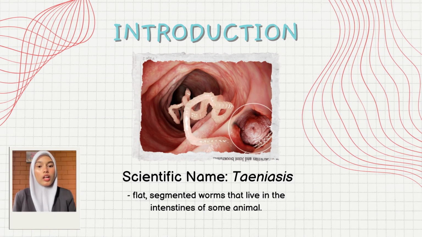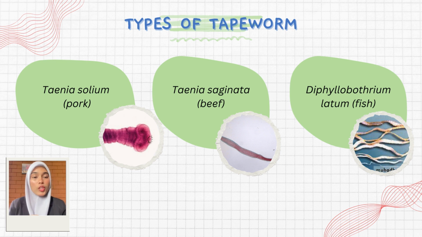Okay, so the definition of a tapeworm is a parasitic flatworm that can live in the intestines of some animals, including humans. The scientific name is taeniasis. It has a long ribbon-like body composed of segments and can cause health issues by absorbing nutrients from its host. So there are 3 types of tapeworm.